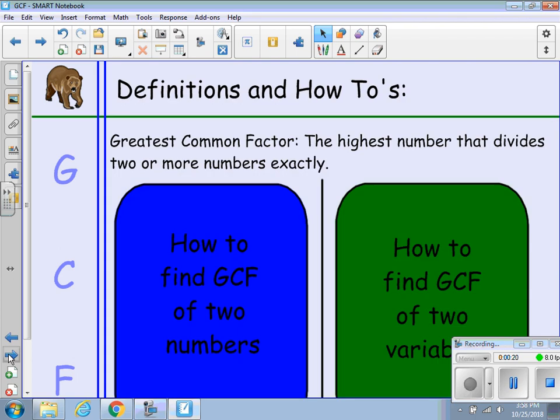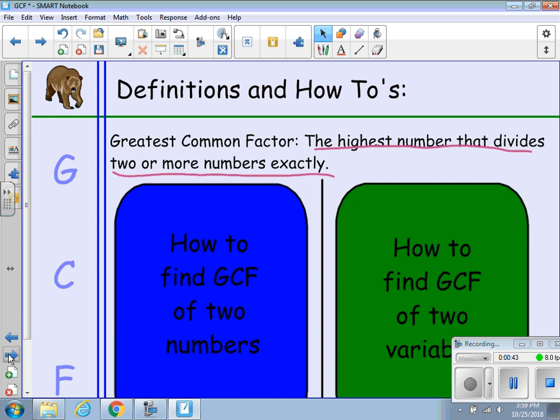Starting in your notes, you'll notice it says greatest common factor. The greatest common factor is the highest number that divides two or more numbers exactly. Write that definition into your notes. So it's the highest number that divides two or more numbers exactly. Now, in your notes, you're going to see how do we find the GCF of numbers versus how do we find the GCF of variables.